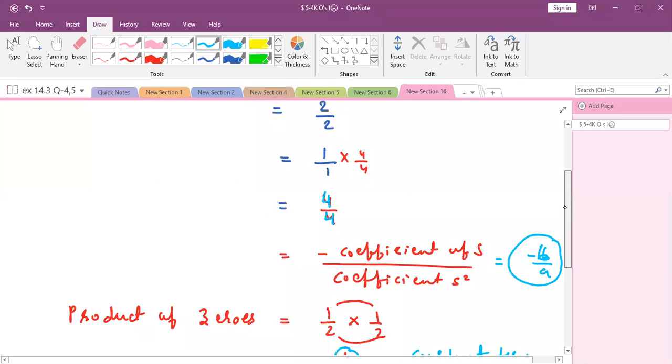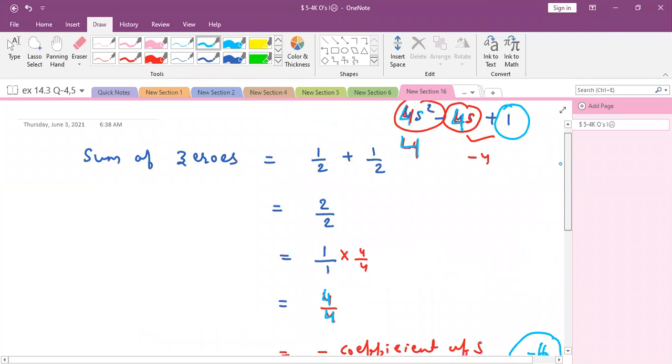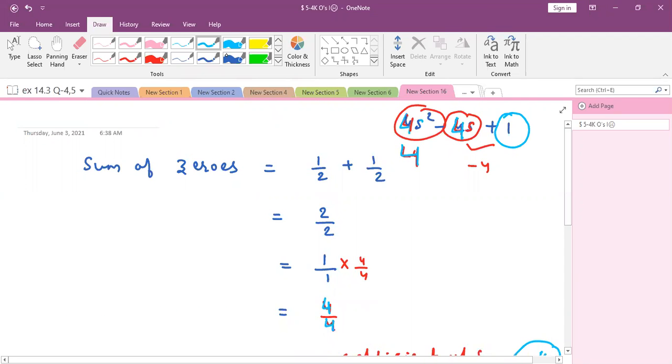Sir, here why have we multiplied by 4/4? Yeah, good question. Why have we multiplied? See, if we are cancelling this, 2 and 2 are cancelled out, so we have got 1/1, right? Now, just now I explained, Shubham, that your answer for the sum of zeros should be equal to minus b by a, right?